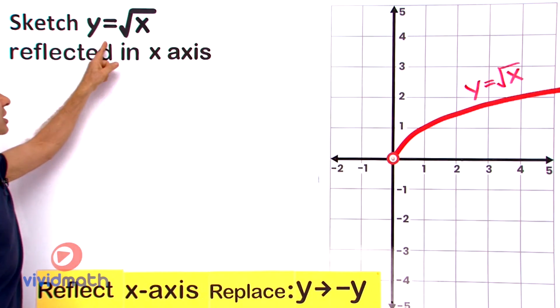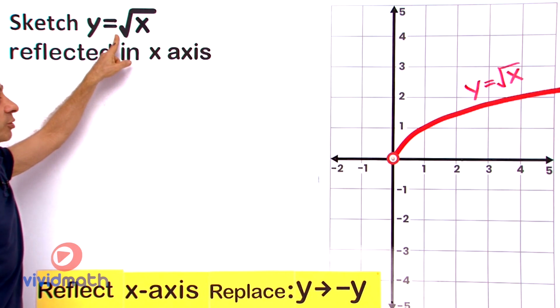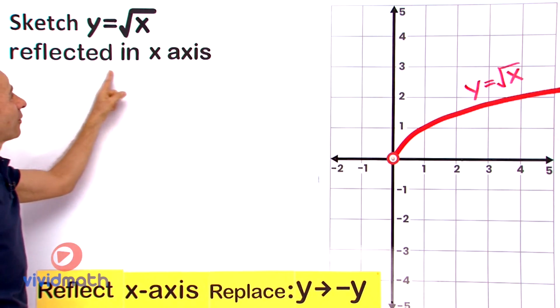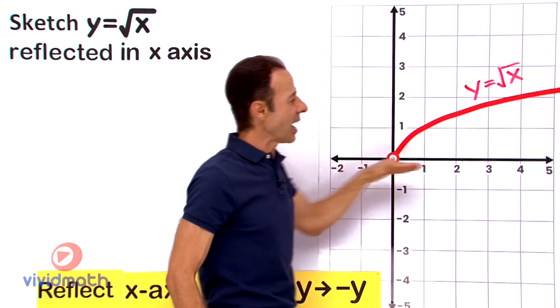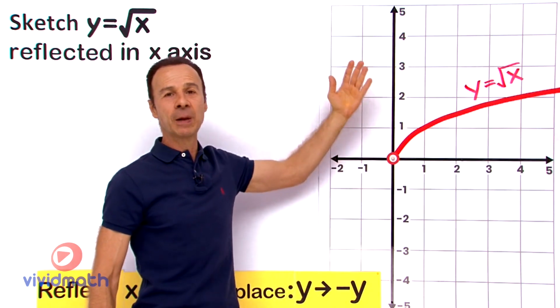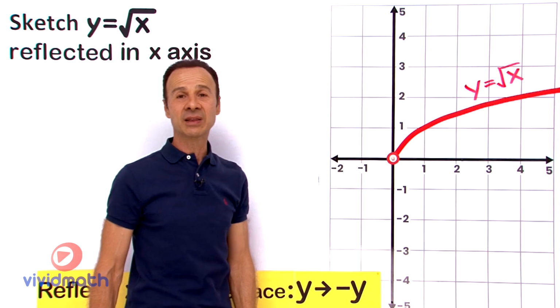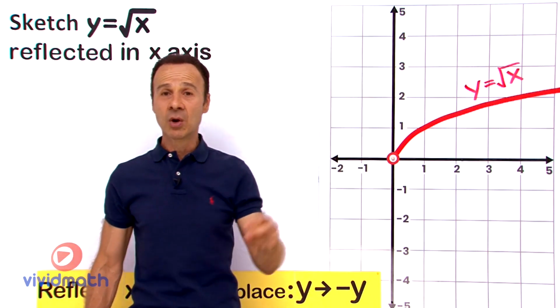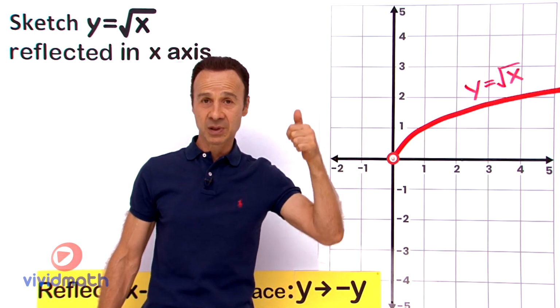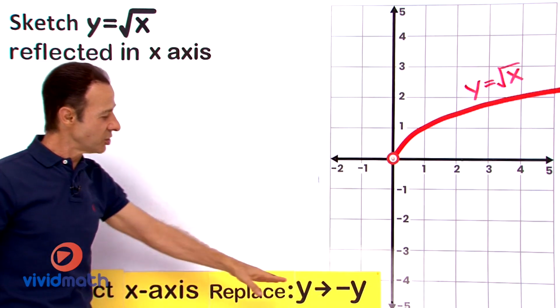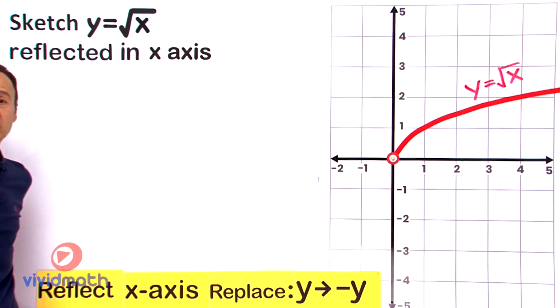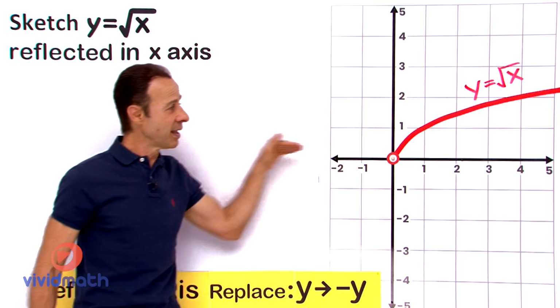But for now, we're going to sketch y equals square root of x, which is already there, and we're going to reflect it in the x-axis. We're going to do reflection, a flip across here. It's going to be symmetrical about this side, and we're going to get that reflection. Now, in order for us to do this, we're going to do it in two simple steps. Number one, we're going to use this rule over here in order to determine how to reflect it about the x-axis.